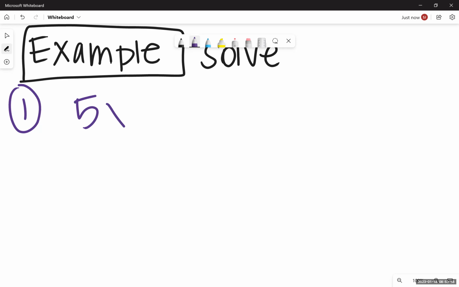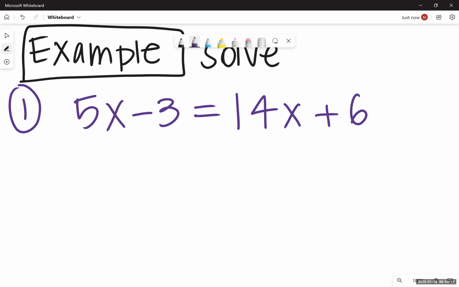So solve: 5x minus 3 equals, or 5x negative 3 minus negative, they're synonymous. They mean the exact same thing. And y'all, I'll interchange them, just because it's habit. And we're going to set this equal to 14x plus 6.